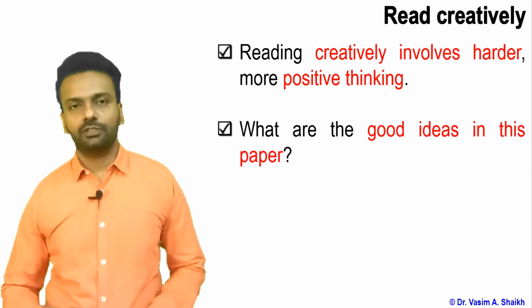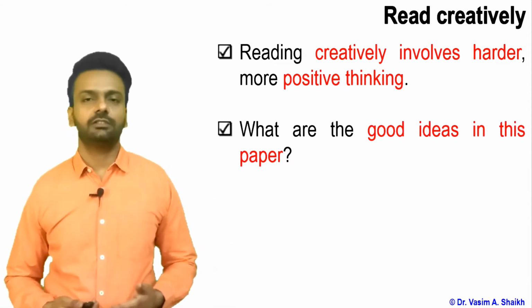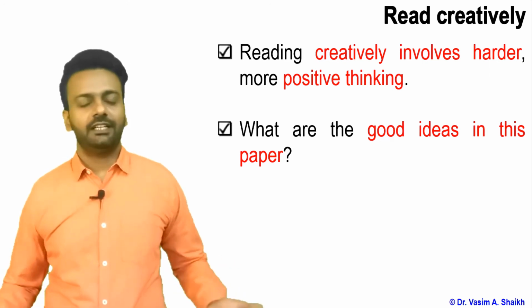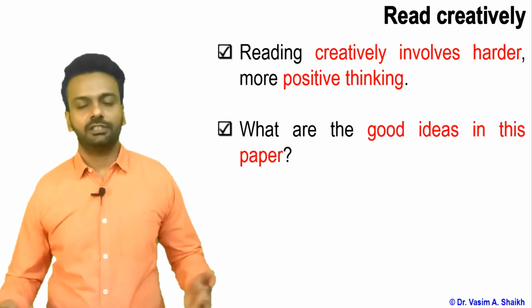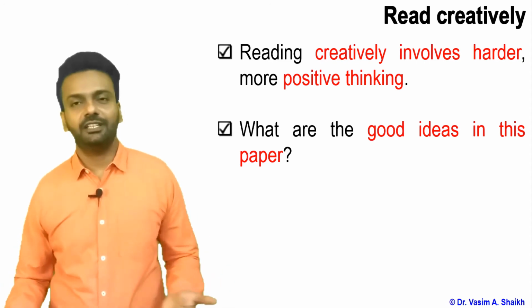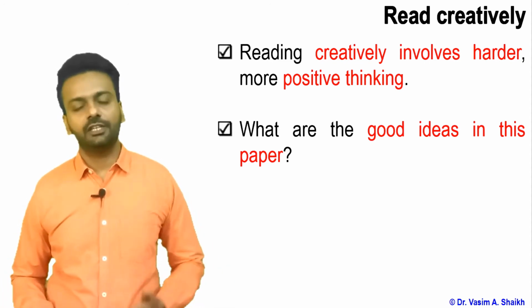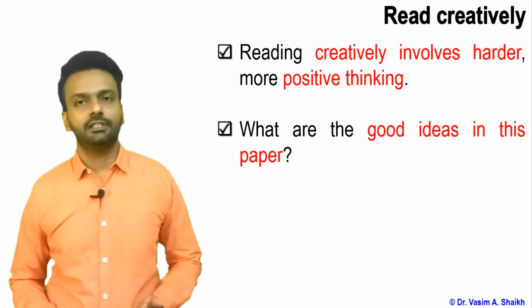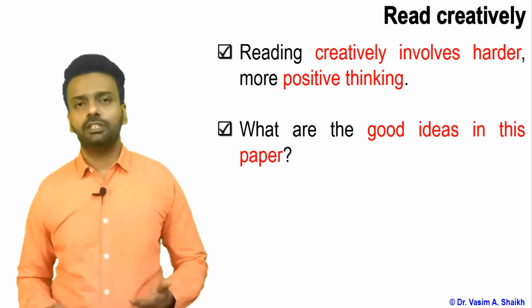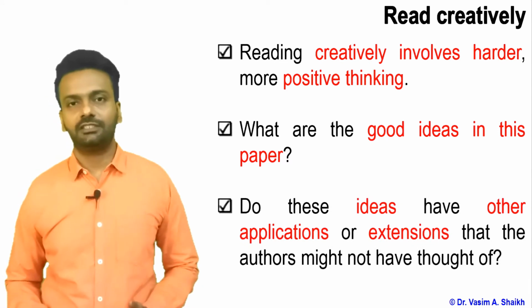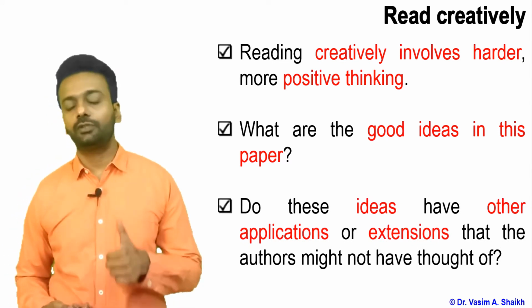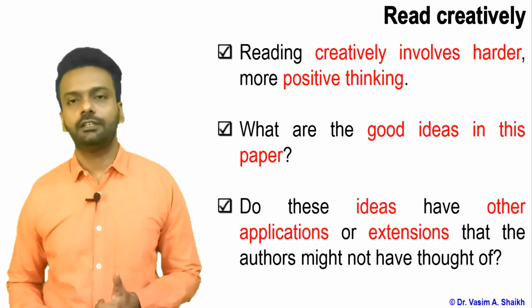Something is good, of course, because it is published in such a good journal. It has a lot of citations, it has all this information. The researchers have been in the field for 15-20 years maybe, so of course there is some good idea in the paper. That is how we think positively and take the paper in a creative manner. Then, do these ideas have other applications or extensions that the authors might not have thought of? This is where you want to think creatively.